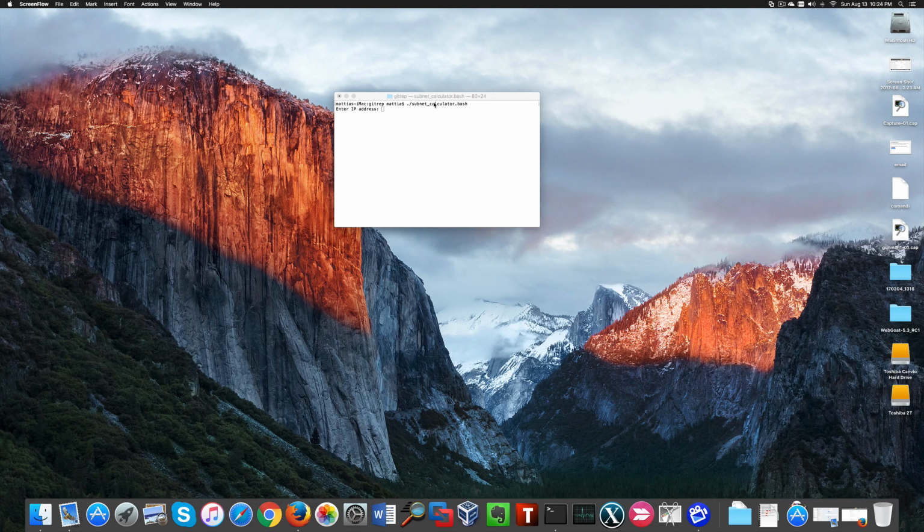subnetcalculator.bash. It's a very simple shell script that allows you to determine, given an IP address and its classless subnet mask length, how many networks and how many hosts we can obtain from that IP address.